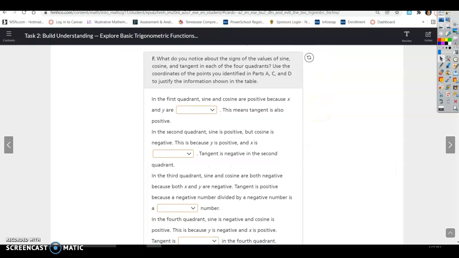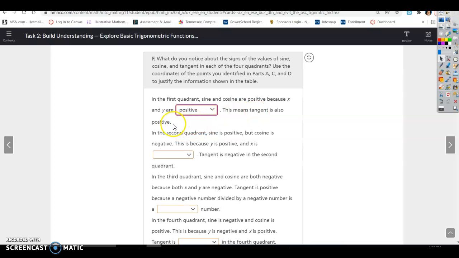All right. What do you notice about the signs of the values of sine, cosine, and tangent in each of the 4 quadrants? Use the coordinates of the points you identified in parts A, C, and D to justify the information shown in the table. In the first quadrant, sine and cosine are positive because x and y are positive. This means tangent is also positive.